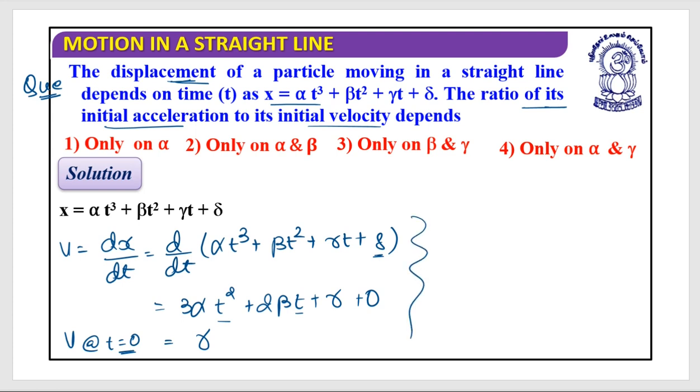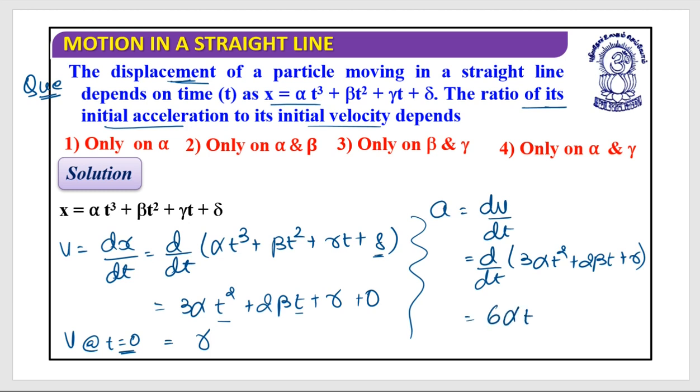Now what you need to find is the acceleration as well. Then a is equal to dv by dt. This is equal to d by dt of 3 alpha t square plus 2 beta t plus gamma, that should be equal to 6 alpha t plus twice beta, and gamma would be 0. So if I put acceleration at t equals 0, this would be 0, and only the term 2 beta remains.